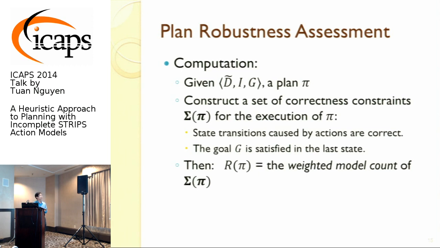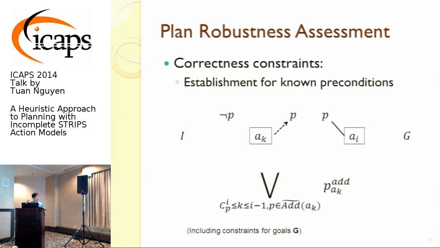The way we compute the plan robustness is that we construct a set of correctness constraints for that plan. This set of constraints will make sure that the state transition of all actions is correct, and eventually after you execute all of these actions, the goal will be achieved. After that, the robustness of that plan will be the weighted model count of the resulting set of clause constraints. There are four types of correctness constraint. I need to talk a little bit about this because later on I will use this in synthesizing robust plans.